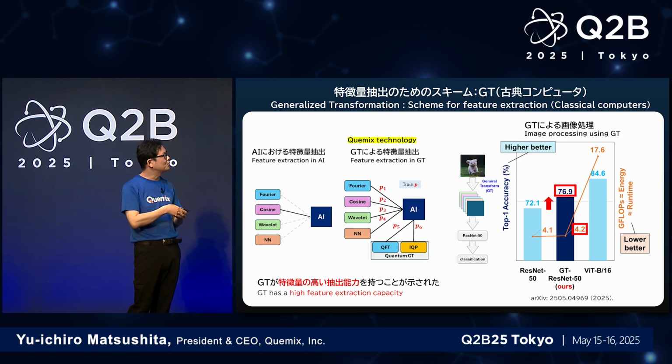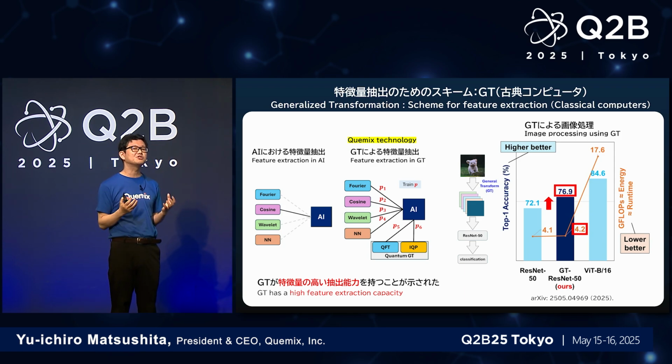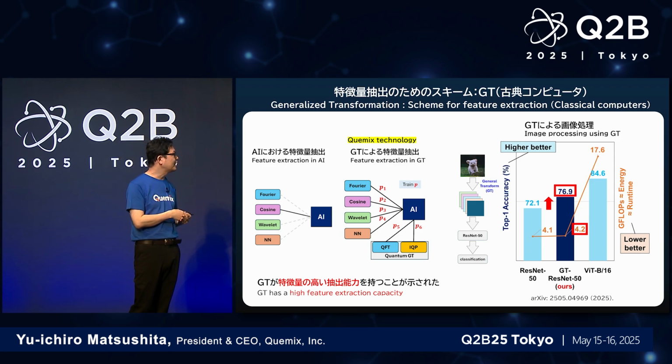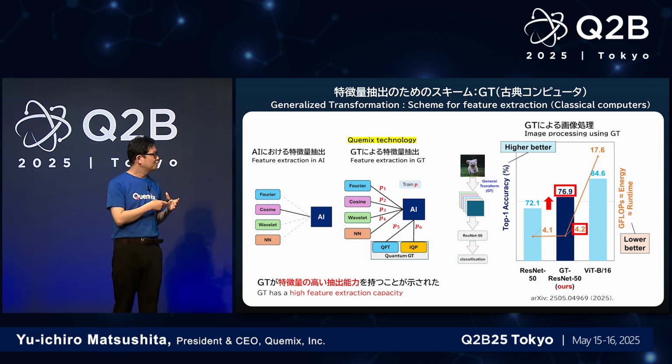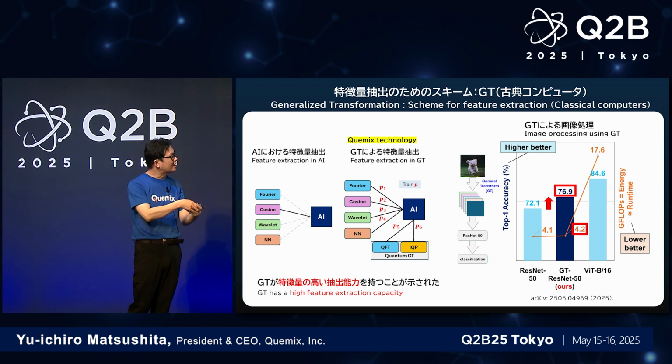But what we are proposing is GT. So in each of the conversions, we would multiply a weight called P, and we would basically mix all of it. And by mixing it, we would be able to generalize the transformation. Therefore, we would be able to extract a lot of features.